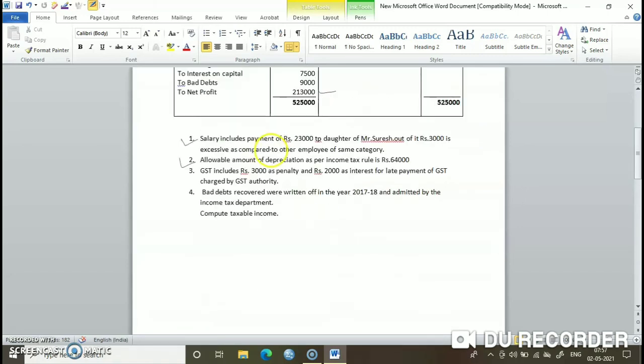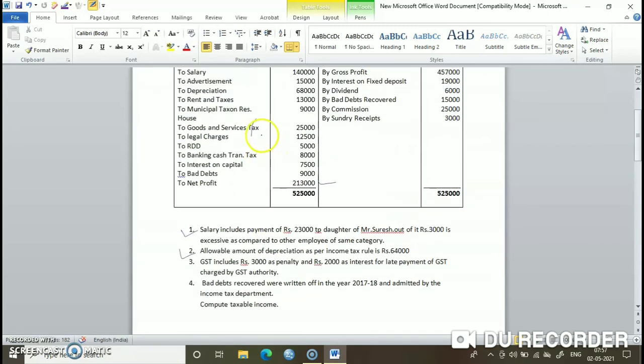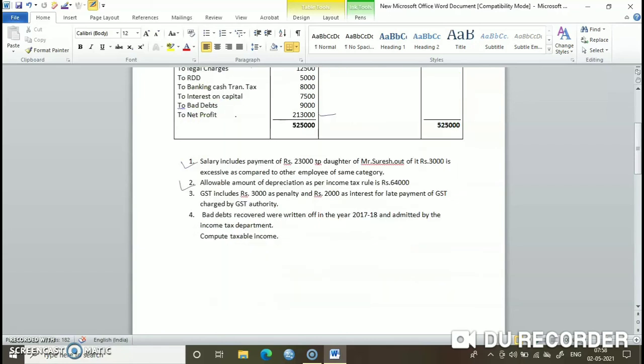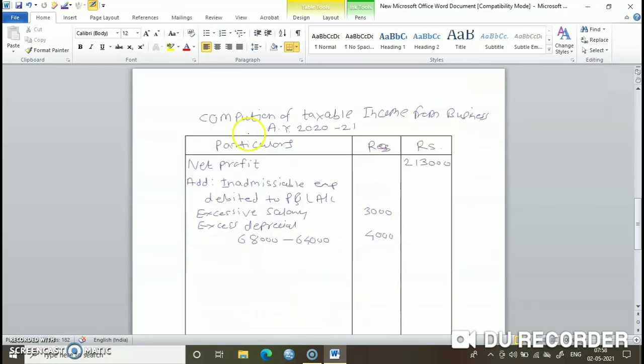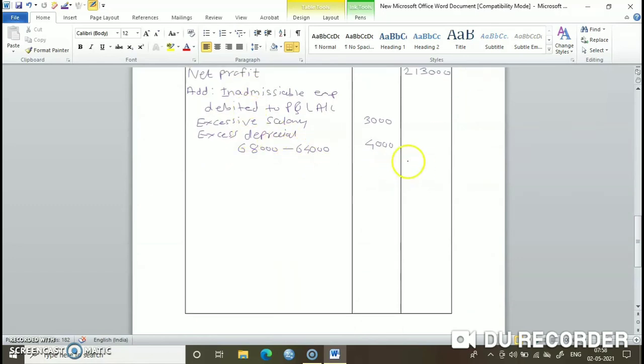The next one, that is rent and taxes 13,000. Rent and taxes is a business expenditure, no additional adjustment there, so it is allowable as a business expenditure. Next is municipal taxes on residential house, that is rupees 9,000. Whatever municipal taxes are paid by the assessee on his residential house is his personal expenditure, and normally personal expenditure cannot be allowed as a business expenditure.